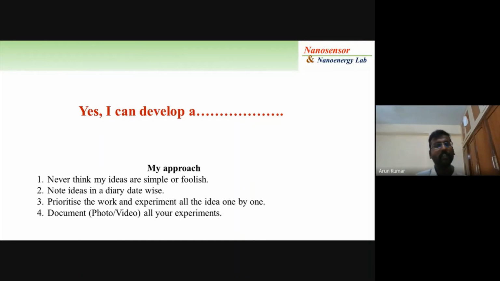And the most important thing is to take video and photos of every experiment you do, whatever you do, and make documentation. That's the most important thing. A small piece of data will give you a big-impact publication, even patents. So please keep that in mind when you do an experiment.